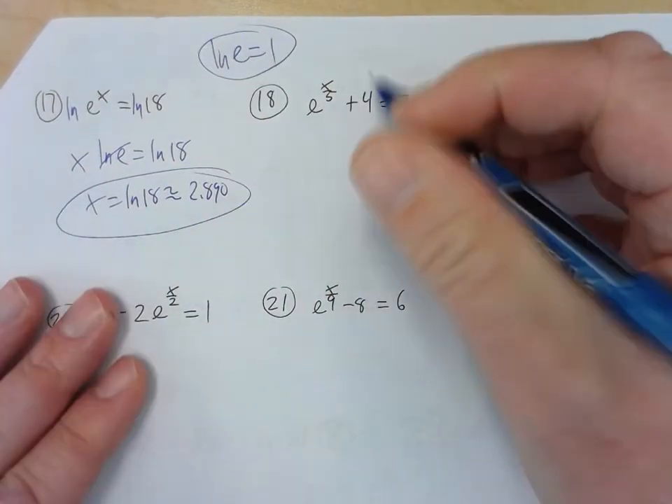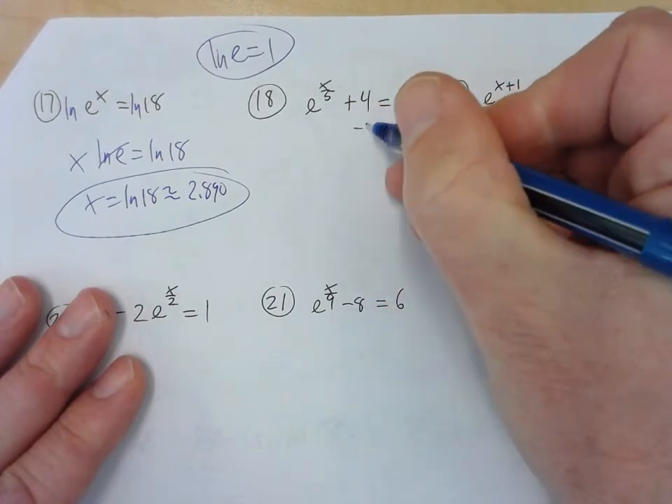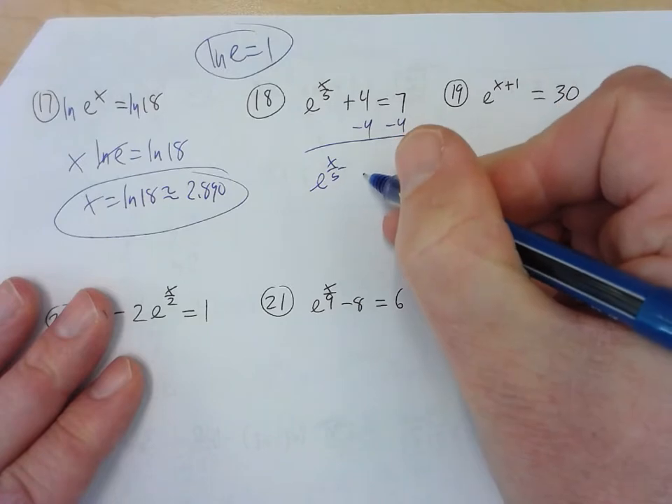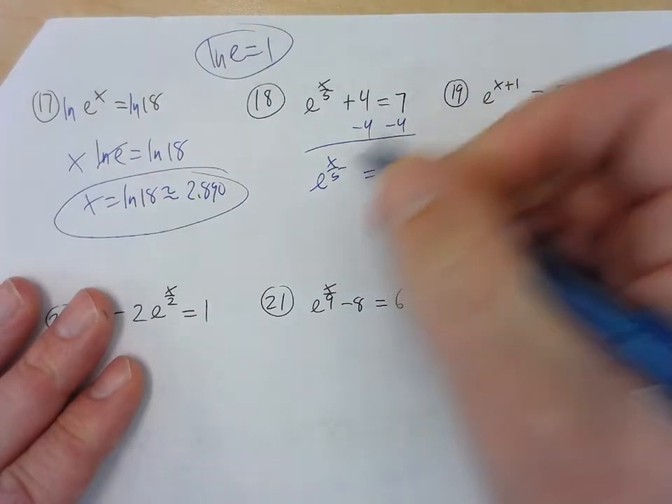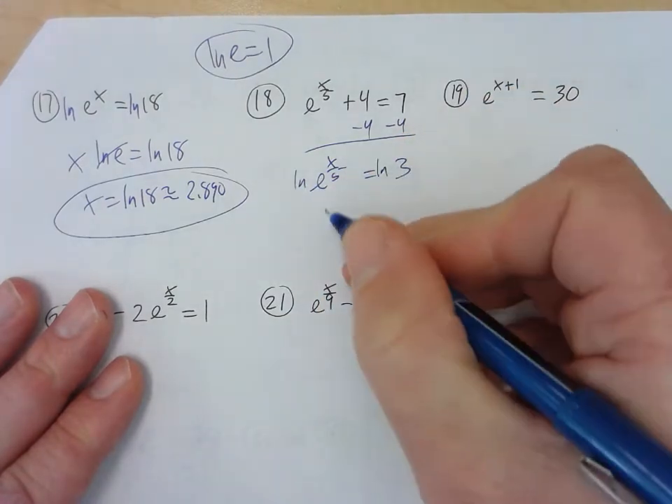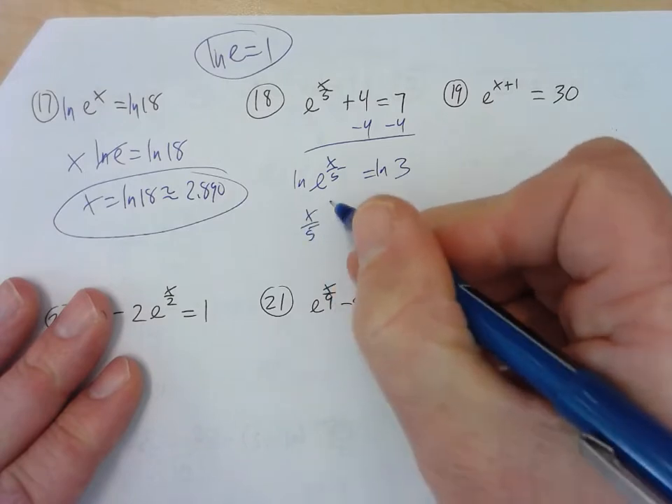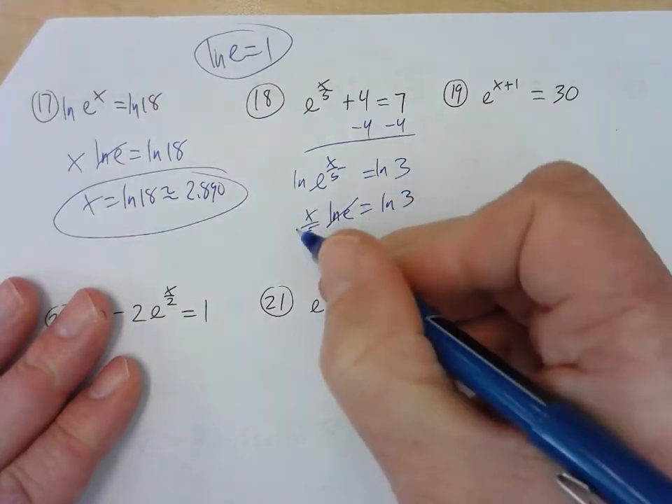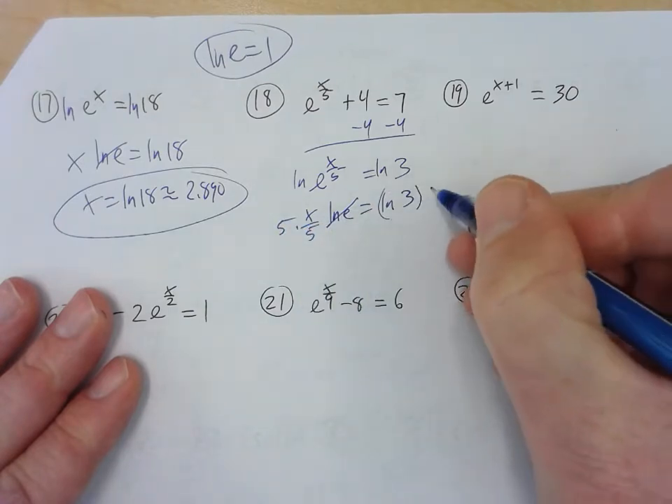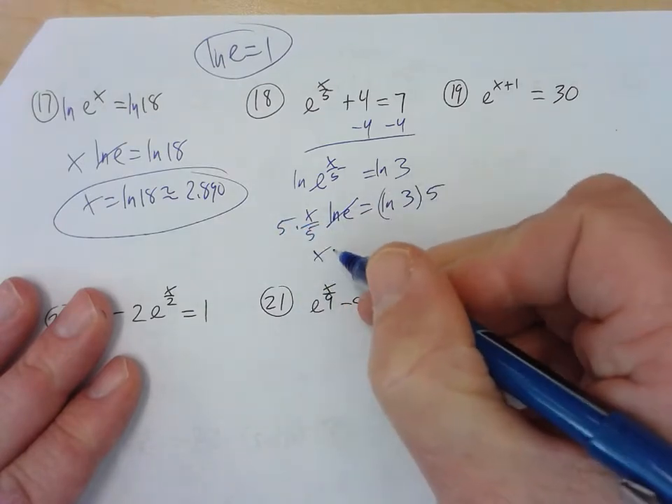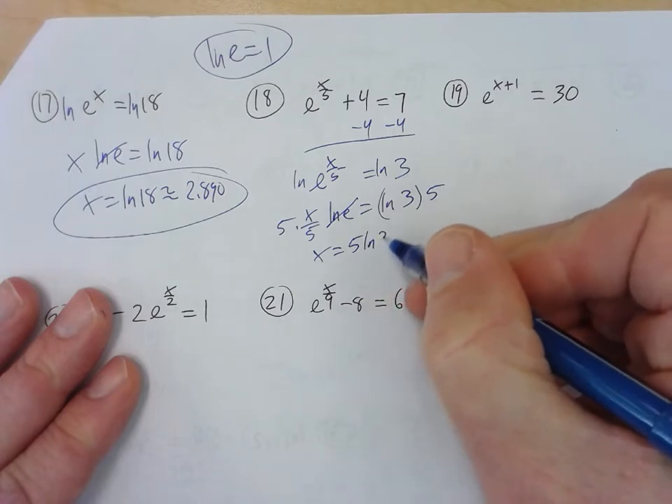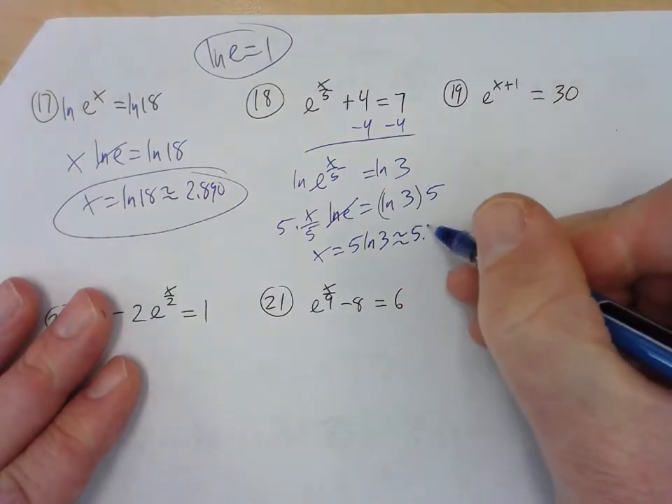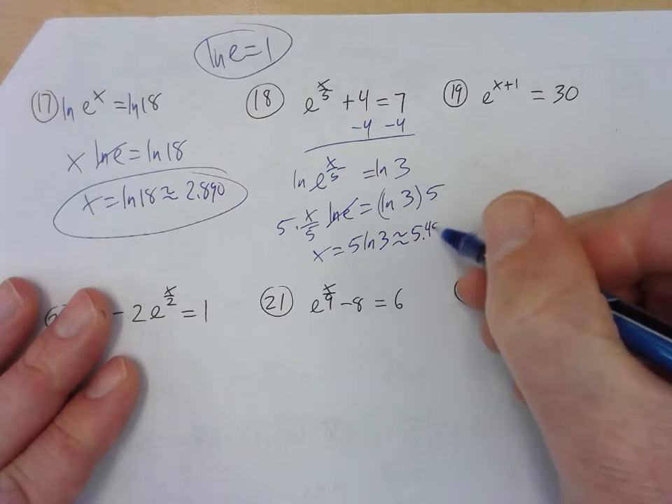Boom. Before we take the natural log of each side, I'm going to subtract the 7 over. So e to the x over 5 is equal to 3. Take the natural log of each side, and we get x over 5 natural log of e is equal to the natural log of 3. Now I just multiply 5 over. So the answer is x is equal to 5 natural log of 3, which is approximately equal to 5.493.